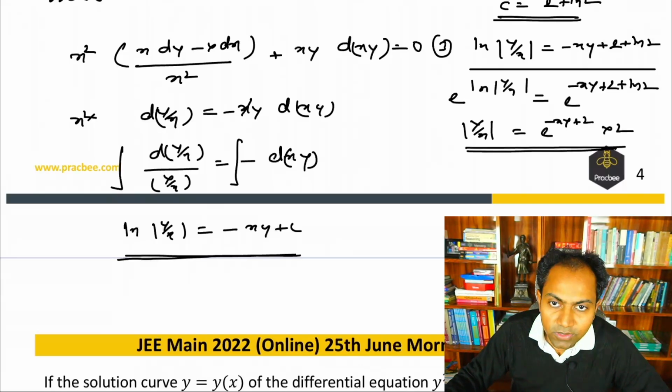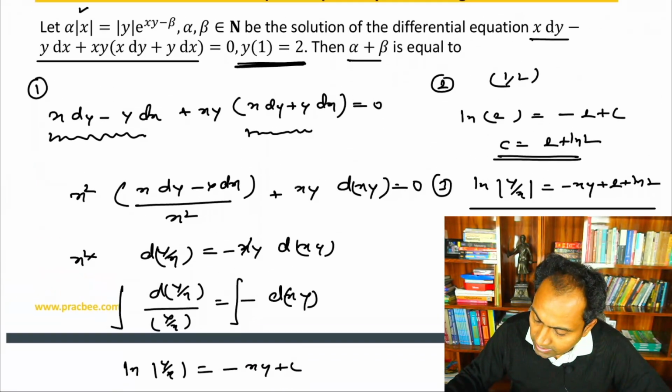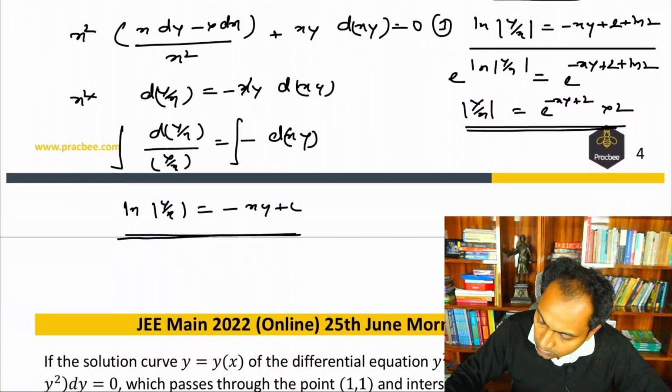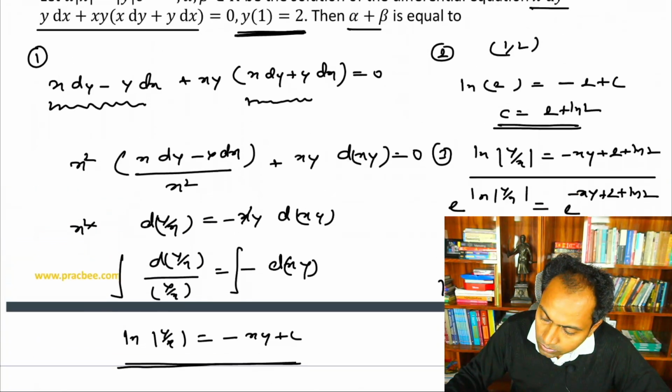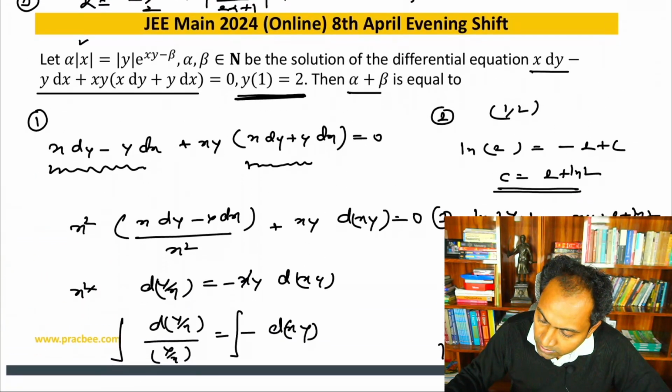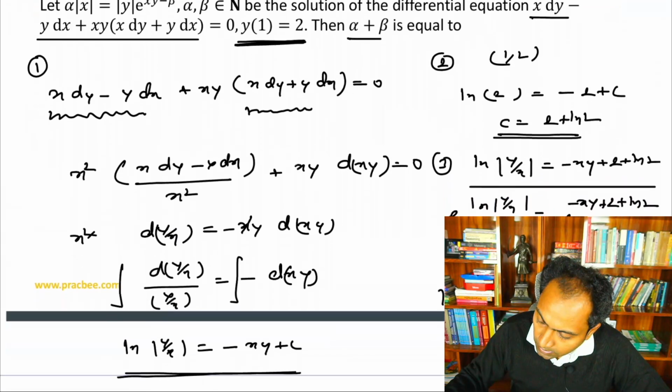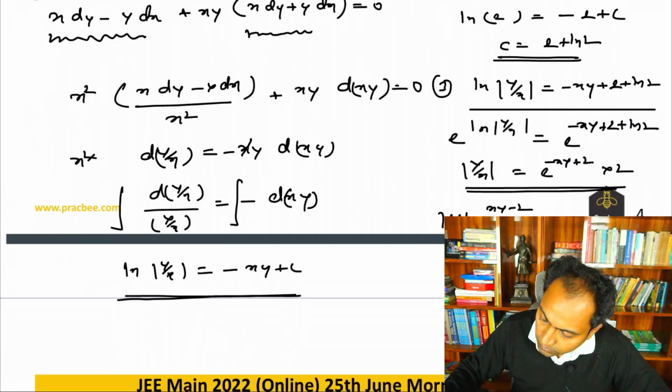Now let us see what they are saying. What they are saying is xy minus beta is there. If I take it on the other side, this will be mod e raised to the power xy minus 2 and mod of x into 2. If I compare, you can see that value of alpha is 2, beta is 2, and then alpha plus beta will become 4.